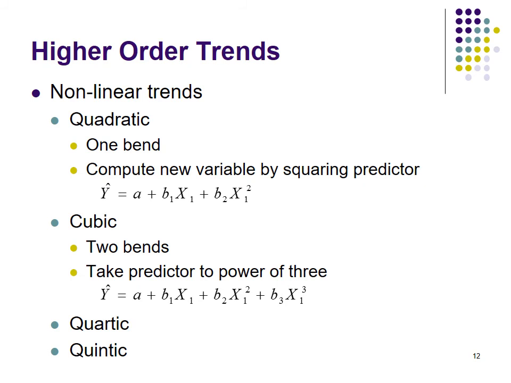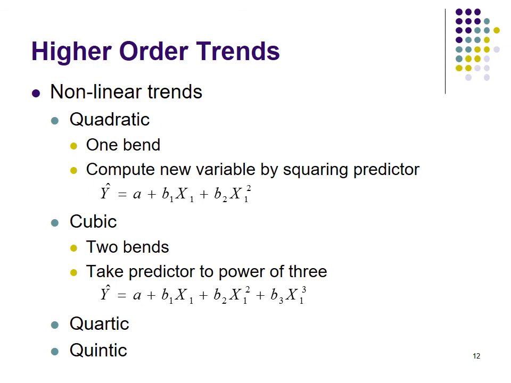So again, briefly, just higher order trends. Again, we can do nonlinear trends. If we're looking at curvilinear data, so one bend, we create it by squaring the predictor. If we have data that looks like it has two bends in it, we'd create a cubic term, raising that predictor to the power of 3. And again, it's basically just raising it by the number of bends.